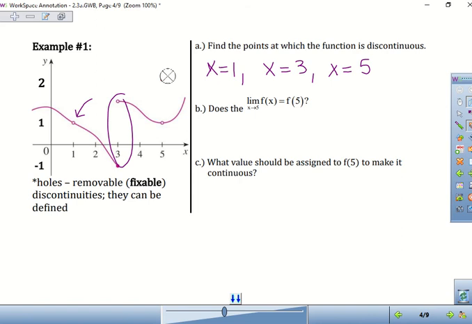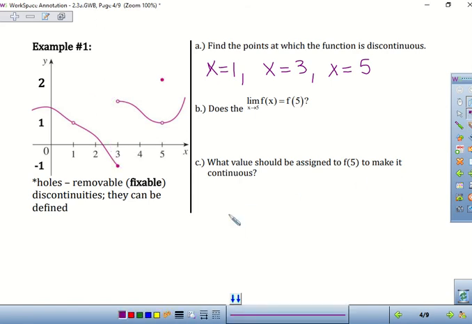Alright, so the next question says, does the limit as x approaches 5 equal the function defined at 5? What do you guys think? No. Because the limit approaches 1, but the function is defined at what value? 2. So the answer is no. What value should be assigned to f of 5 to make it continuous? If I told you that we could move this point around, where could we put it to make the function continuous? 1. Good. So if we moved it to 1, it would now be a continuous function at that point.